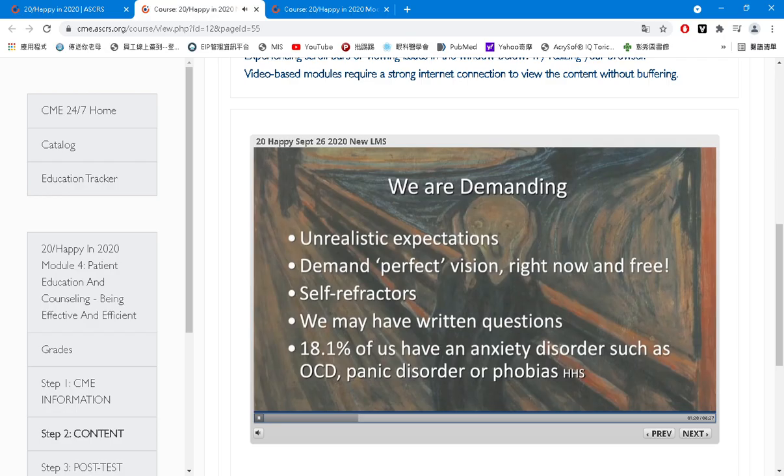So we are demanding, we refractive surgery patients. We may have unrealistic expectations. Sorry, we didn't go to medical school. We want perfect vision. We want that right now, and we'd like for it to be for free. I mean, sometimes you advertise it for free, almost. Sure, I've been a self-refractor. You've left the room. I've brought the phoropter in front of me, or whatever that thing is called, and I'm spinning the dials. A lot of us have written questions. Get over it. 18% of us have anxiety disorders such as OCD. Who doesn't? Panic disorders or even phobias.